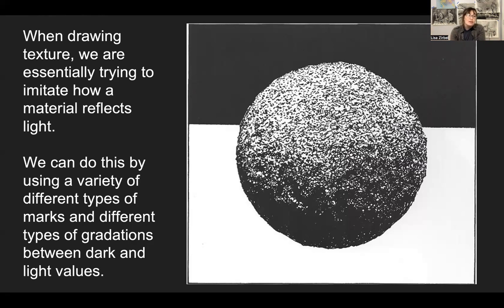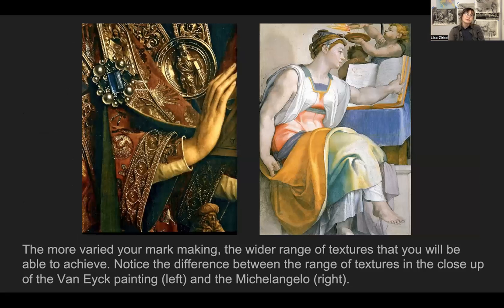That's different types of gradients between dark and light, and also the shape of the mark itself. The more varied your mark making, the wider range of textures that you will be able to achieve. There's a difference between the range of textures in the close-up of the Van Eyck painting and the Michelangelo. Michelangelo was pretty famous for really soft, smooth gradients versus the Van Eyck, which was a lot of intricate details, a lot of small dots.